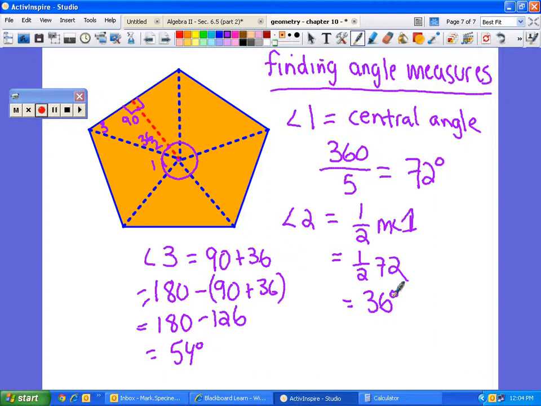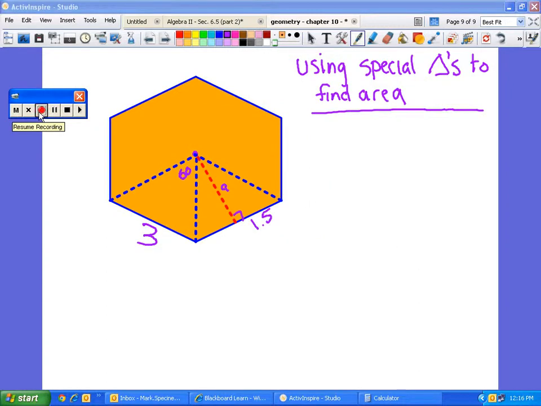Okay, does anybody have any questions? Yes, sir. If you're trying to find all of the central angles, would you need the same angle? Well, you wouldn't have to, if they're all going to be equal. So once you find one, all of them are going to be the same.